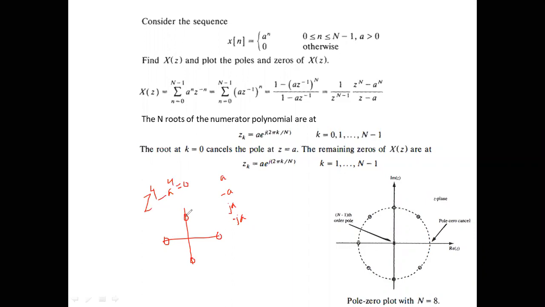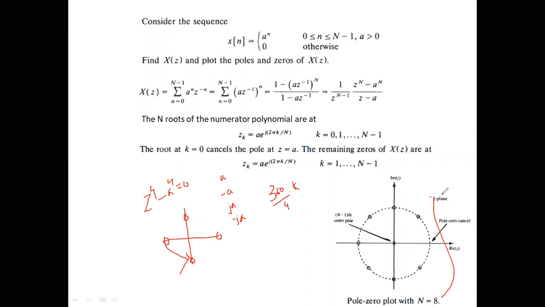Got this thing? That means if I have z to the power 4 equal to a to the power 4, my entire 360 degrees will be divided into 4 parts, right? So each is at 90 times k. For k equal to 0, I get 0, then k equal to 1, I get 90, k equal to 2, I get 180, k equal to 3, I get 270. Got this? Similarly here, I have n equal to 8.